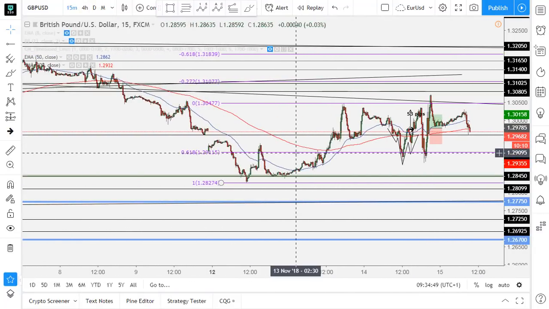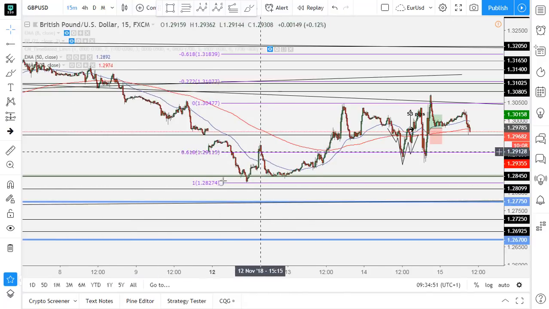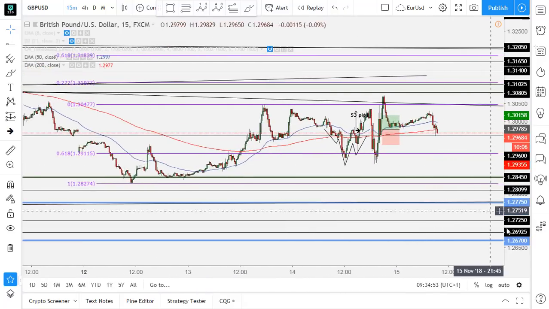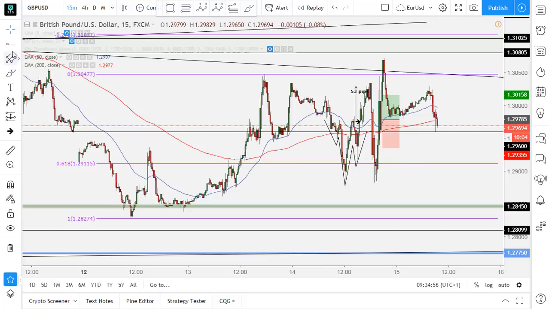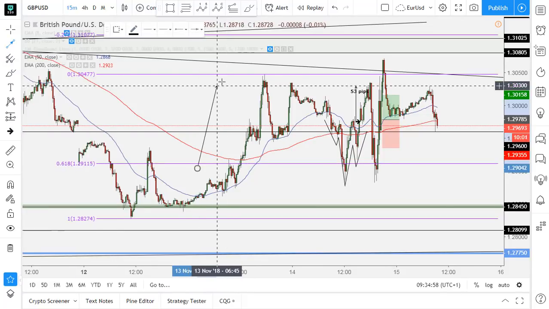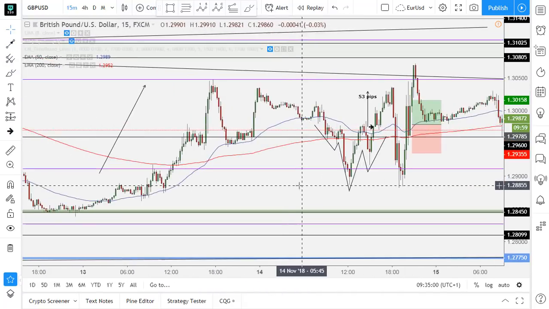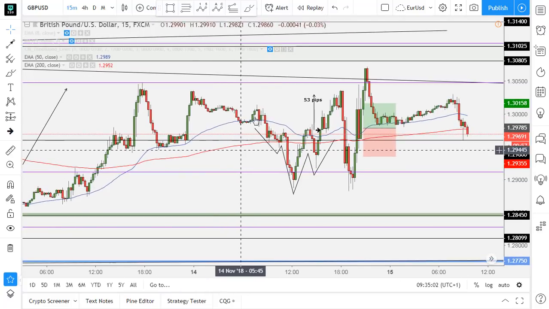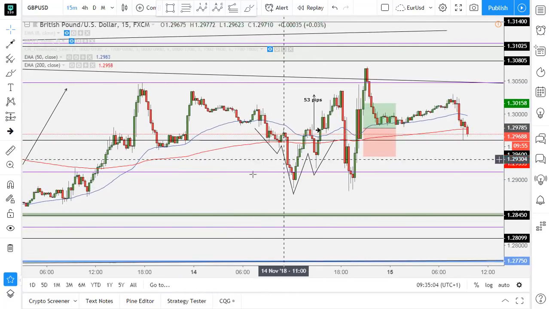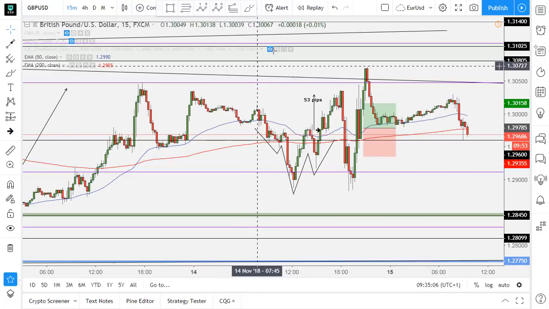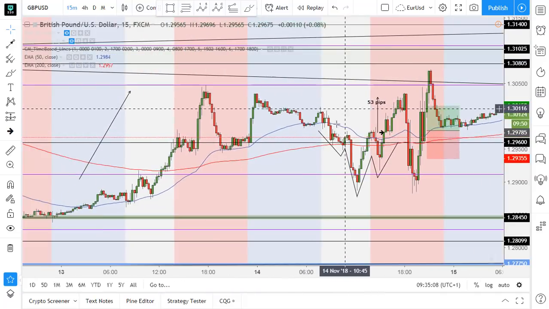So price did pull back to one of our daily levels and gave us a directional move here to the upside, as you can see, and we're expecting some kind of a big move to the upside also. So let's start by analyzing this.